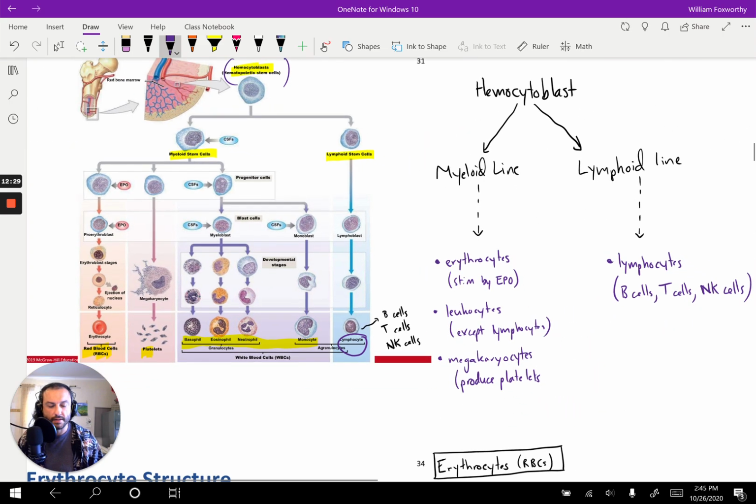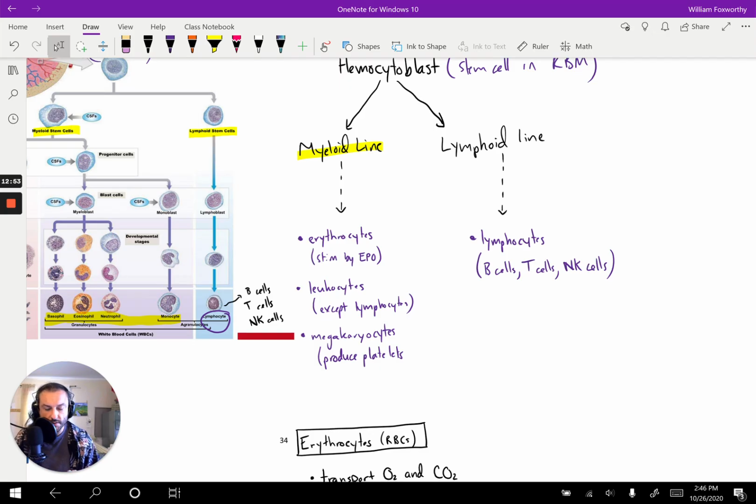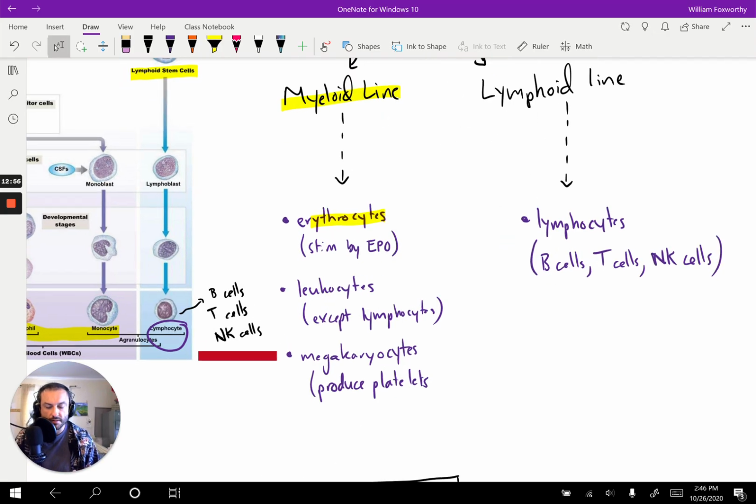So I've tried to simplify this diagram here to what I think is the essential information. So again, you start out with the hemocytoblast. This is a stem cell in your red bone marrow. And this starts to differentiate into one of two lines, either the myeloid line or the lymphoid line. The myeloid line further develops into erythrocytes, and that development is stimulated by EPO from the kidneys. That's a hormone we talked about previously. Or they become leukocytes, which are all of the white blood cells, with the exception of lymphocytes.